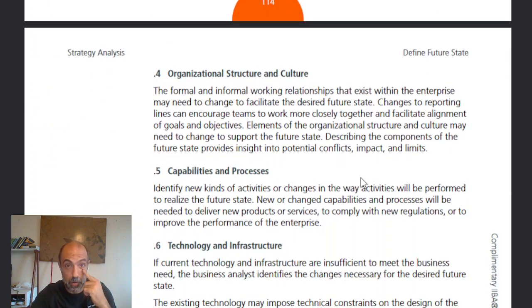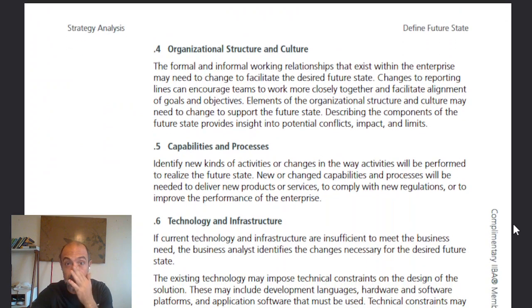Organizational structure and culture. The formal and informal working relationships that exist within the enterprise may need to change to facilitate the desired outcome. Future state. How we actually interact with people matters in how we're designing the future state. Changes to reporting lines can encourage teams to work more closely together and facilitate alignment of goals and objectives. How we manage these relationships might actually change the goals and objectives and how we move them.